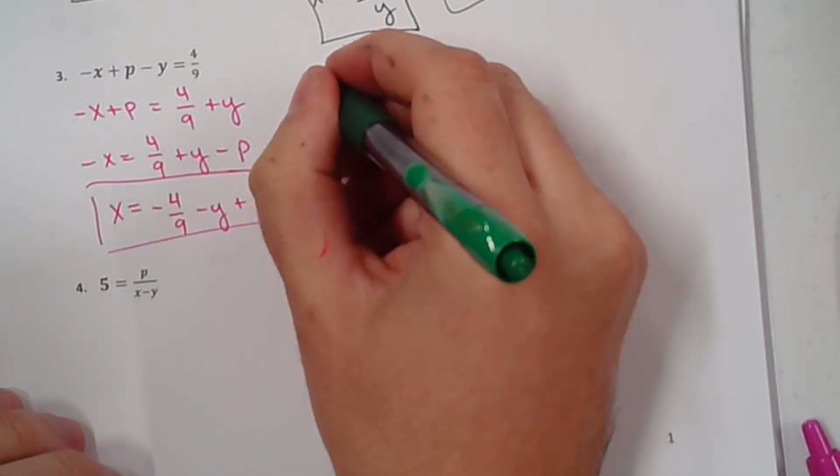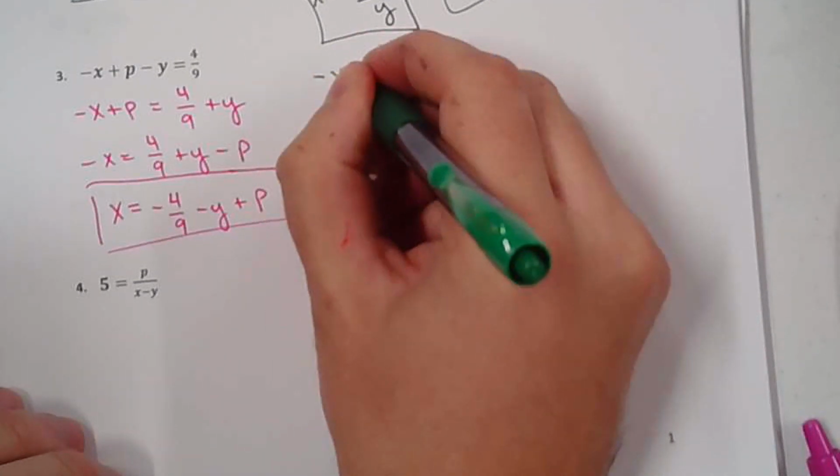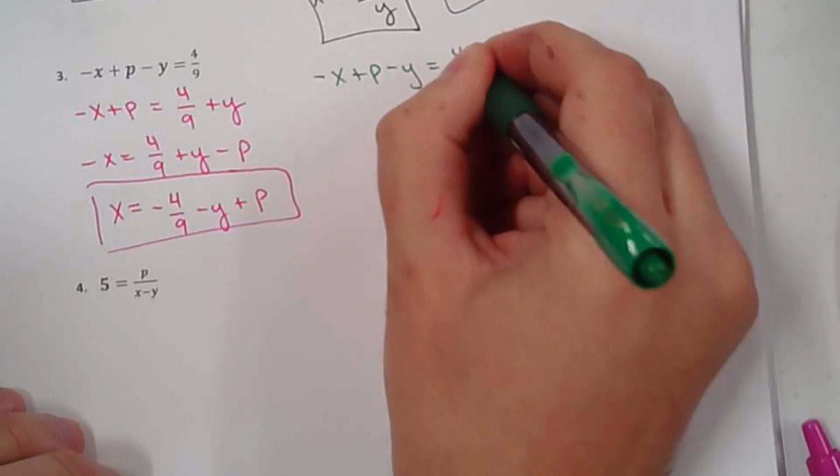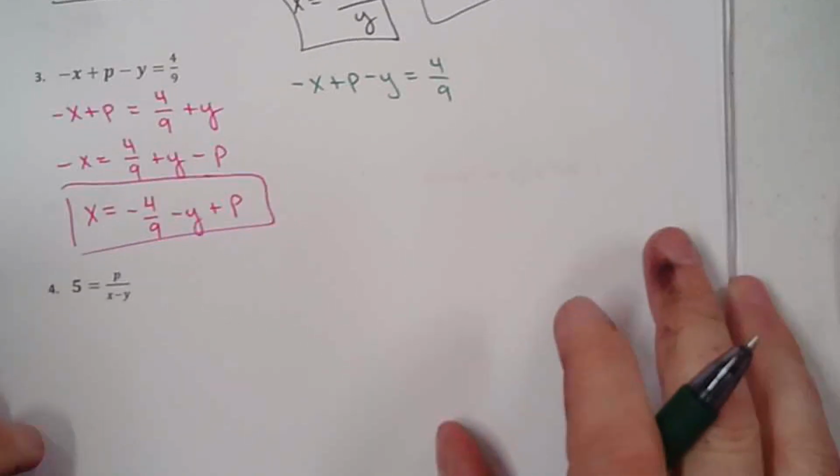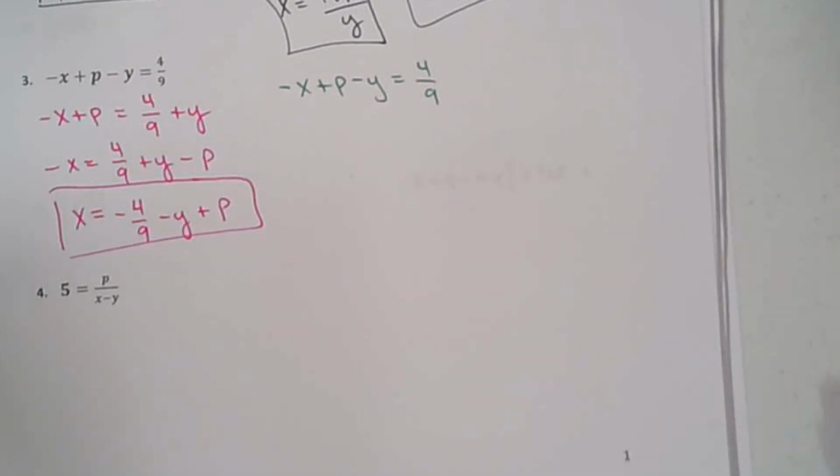Let's find y. So from the beginning, is the 4/9 bothering the y? No. It just stays there, which is good because we don't want to mess with fractions if we don't have to, right?